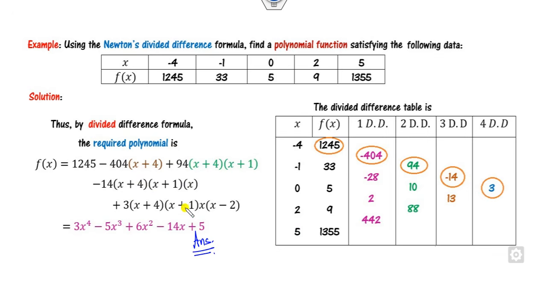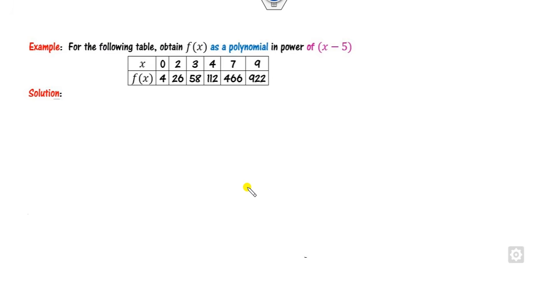You can also check your answer at any time. When x is 0, you can see what the f of 0 is, you can see 5 is satisfied. You can substitute f of minus 1, it comes to be 33. So you can see it's 3 plus 5 plus 6 plus 14 plus 5. If you solve them, it comes to be 33. Similarly, you can take any value, and you will get the verification of your answer in your examination.